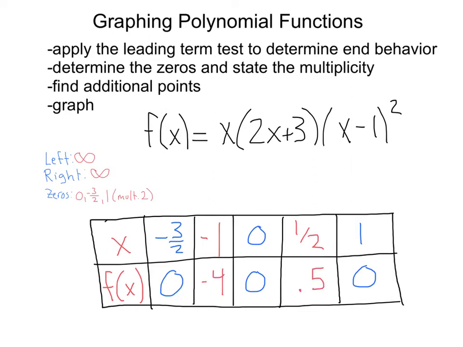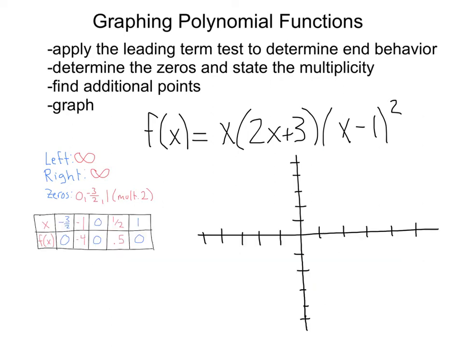I went ahead and found our f of x values. For negative 1, I got negative 4. For 1/2, I changed that to a decimal, and when you plug that in up here, you get 0.5. So now we've got our table.